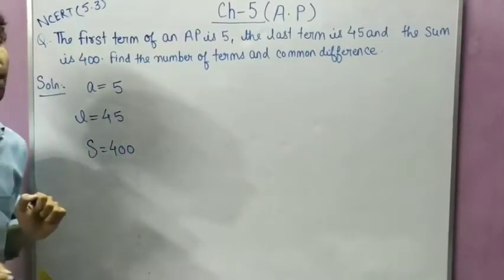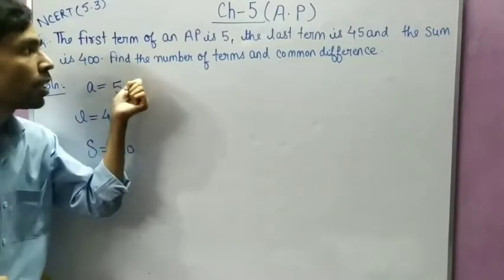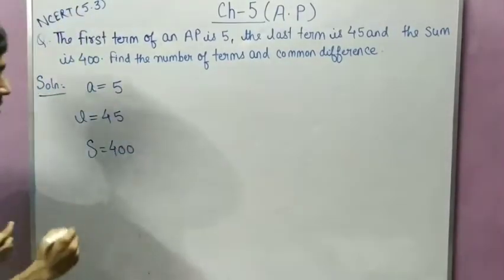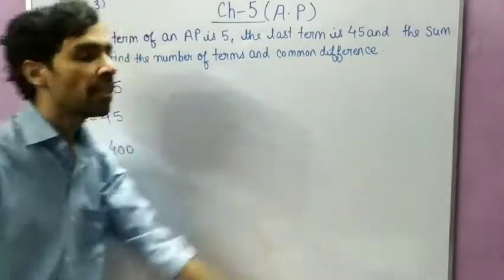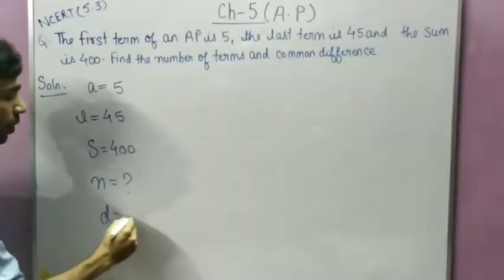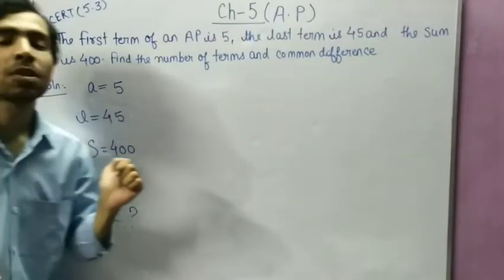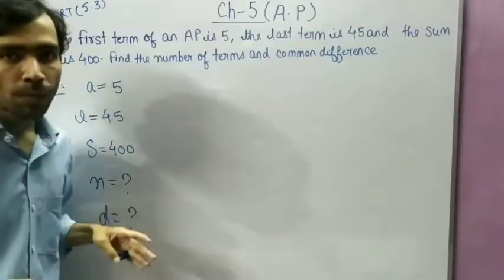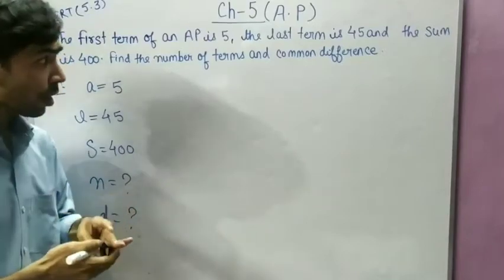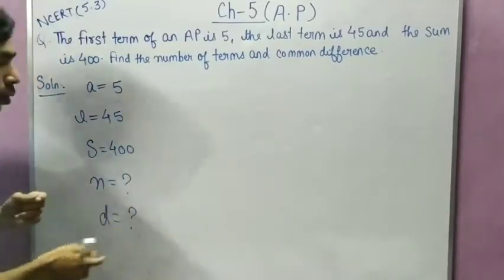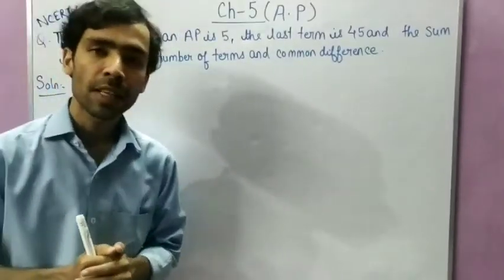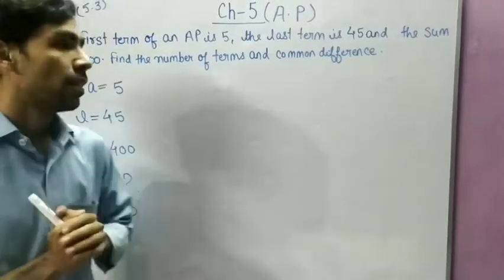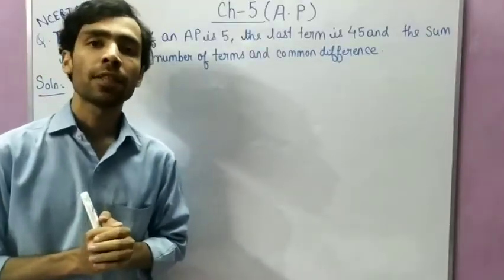Now students, what do we have to calculate? We have to find the number of terms. It means we have to calculate small n and common difference, that is small d. Okay, so whatever information is given, first you note down, and after that which you have to calculate, you note down, that is n and d. So in this question first term is given, last term is given, and sum is given, but number of terms and common difference is not given.